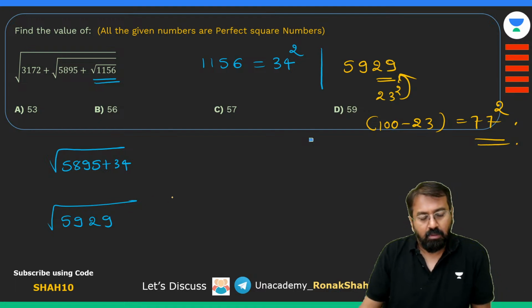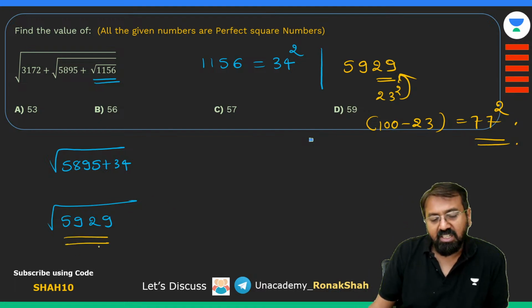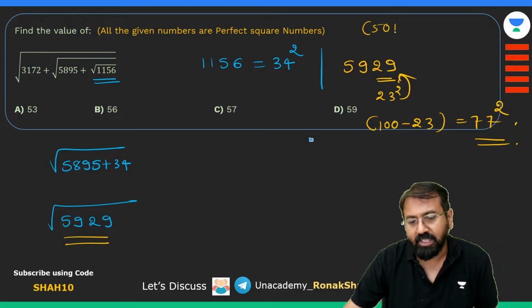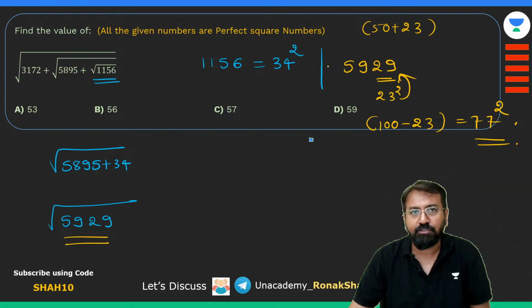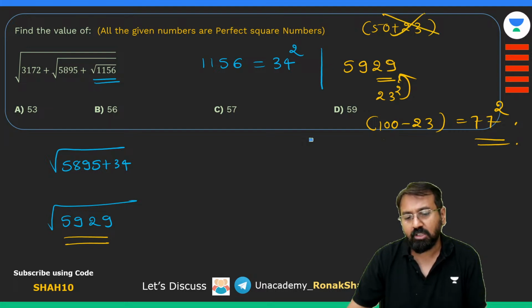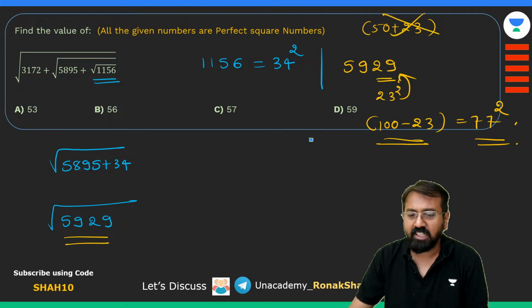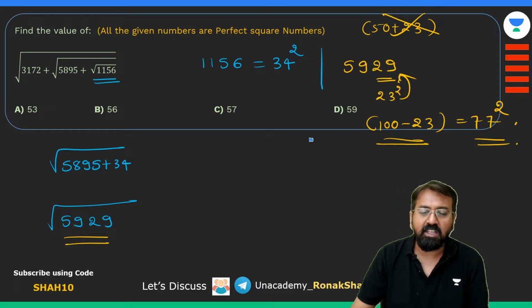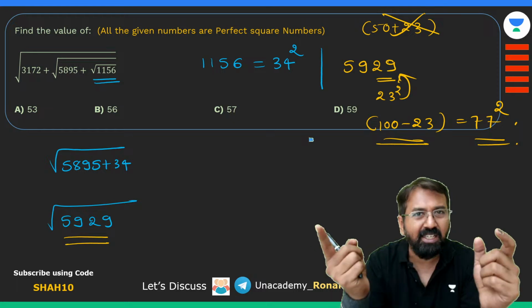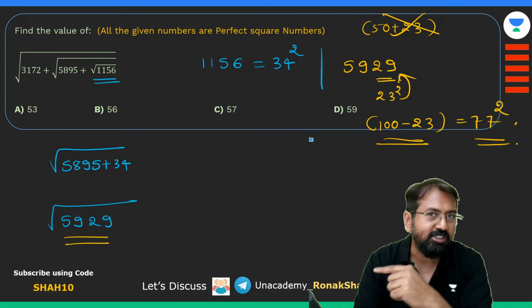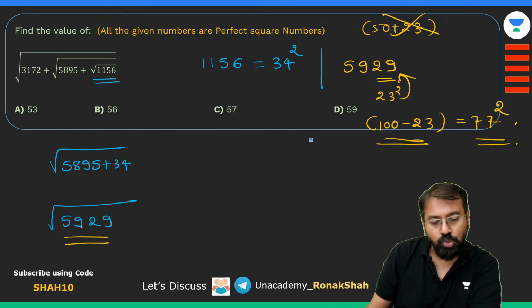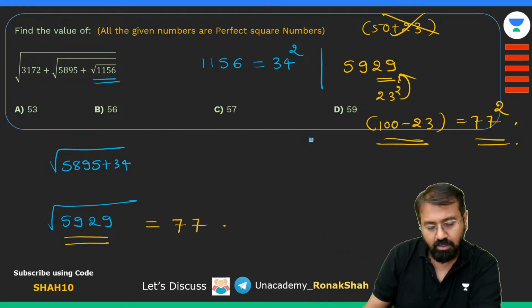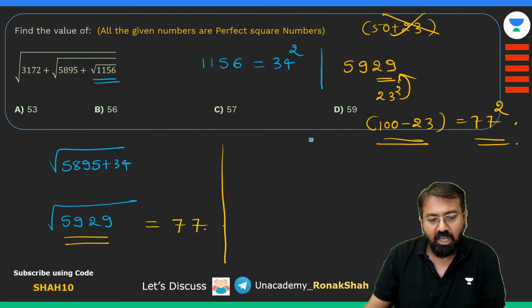Okay. Now see, how did I get this 77? Why not 73? Because it can also be 50 plus 23, but we just saw that 50 plus 23 square was between 5300 and 5400. So this is not possible. So the other possibility is 100 minus 23. Or you can also think of it this way: this square is between 70 and 80. So check for 73 and check for 77. 73 square is not 5929. So it has to be 77 square, right? So here this square root will be 77. Do you all agree?